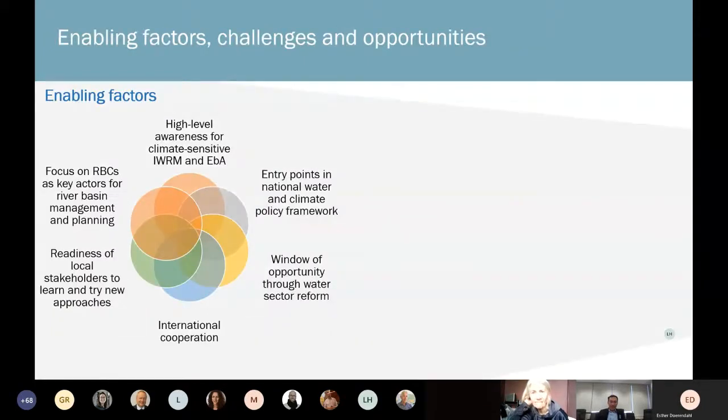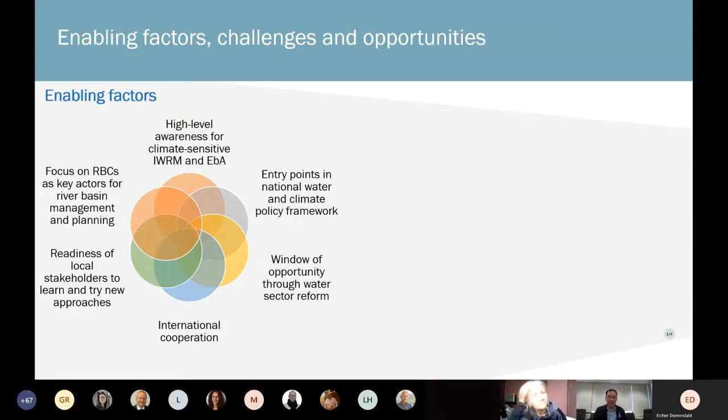To sum up, I would like to highlight some aspects that we consider as enabling factors, challenges, and opportunities for EbA integration in the Thai water sector. First of all, increasing flood events in the past years, together with the most severe droughts in the past 40 years, have significantly contributed to alerting the executive levels of water agencies and raising the awareness for adaptation and EbA. Together with the entry point in the water policy framework mentioned earlier, the participatory approach is another important enabling factor for matching IWRM and EbA for sustainable water management.